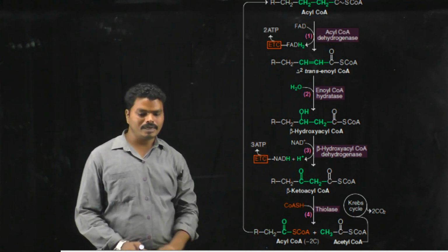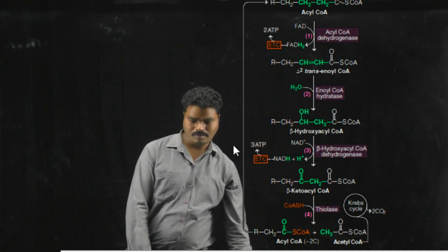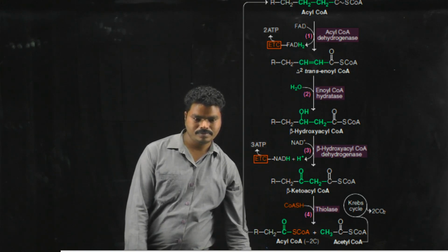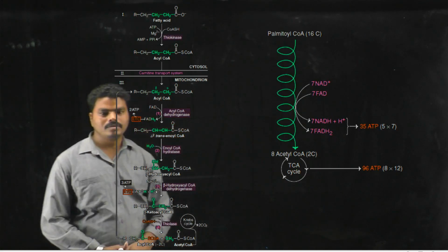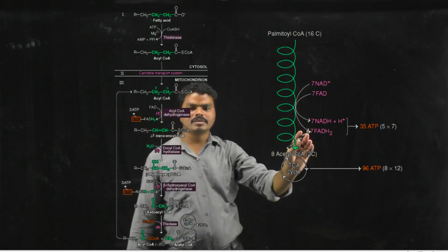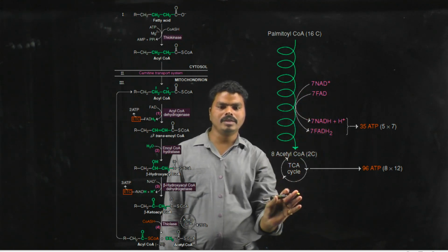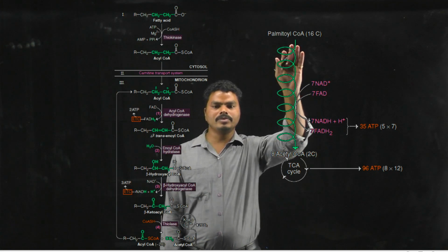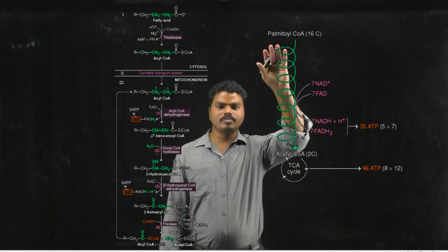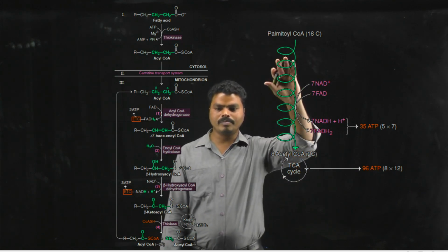But in case of palmitate-CoA, there are 7 beta oxidation cycles required to convert it into acetyl-CoA. The palmitoyl-CoA has 16 carbon atoms in its structure. So to convert this palmitoyl-CoA into acetyl-CoA, it will require 7 beta oxidation cycles.